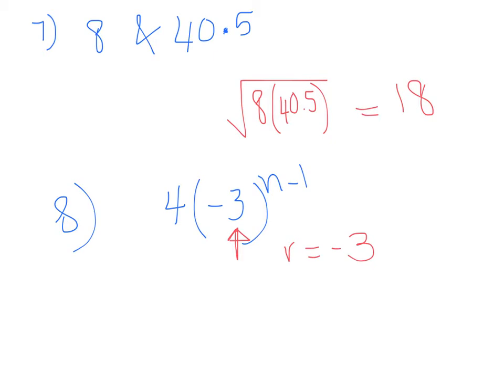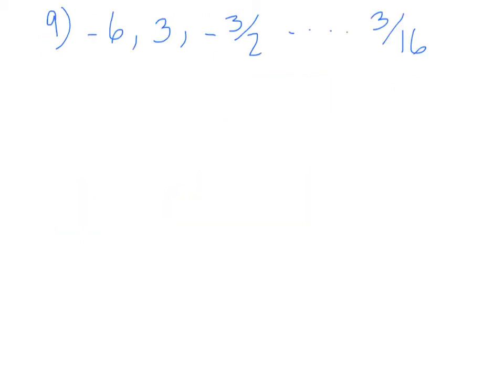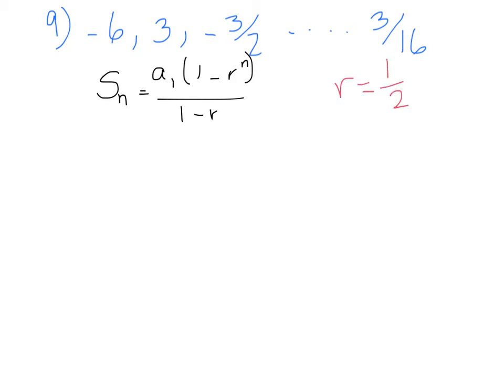Alrighty, number 9. They're giving us the pattern, and they want the sum of the geometric series. I know the formula was given also: a sub 1 times 1 minus r to the power n, over 1 minus r. We have a sub 1, and we know r. It looks like we're multiplying by half. So we actually have negative a half because we have alternating negatives. And we have n missing, so we don't know how many terms that is.